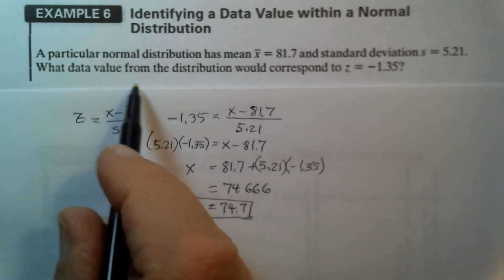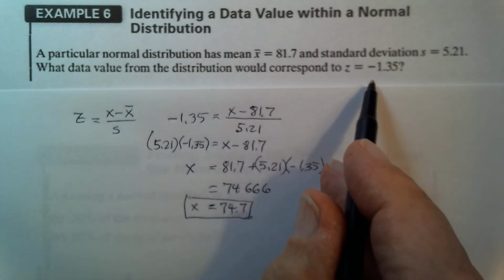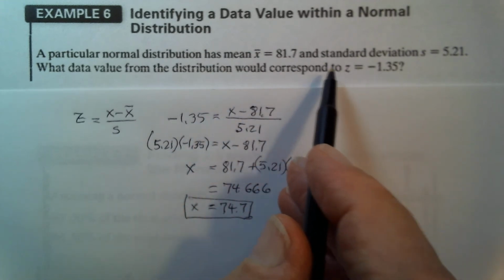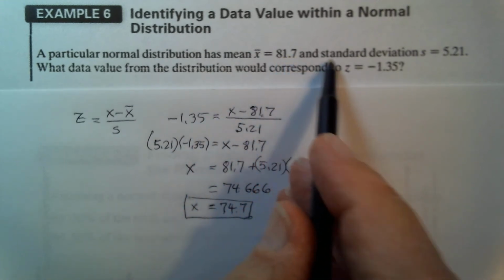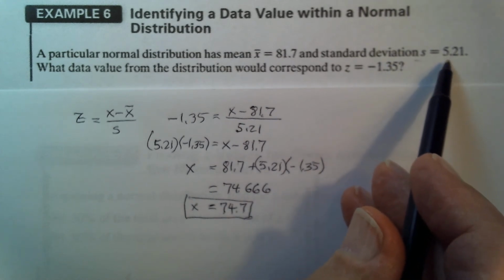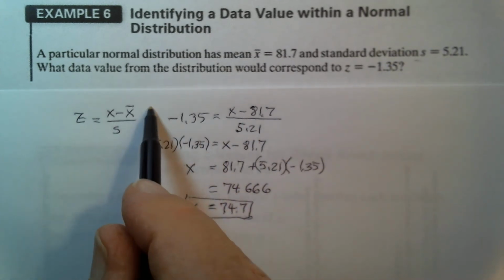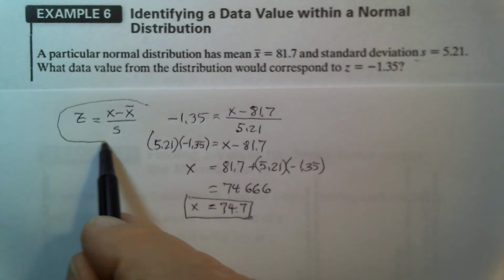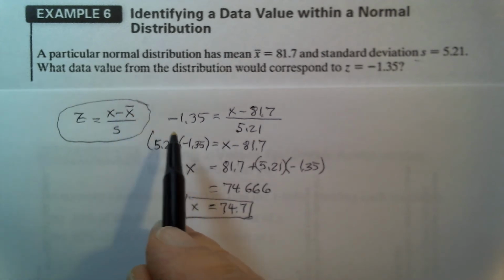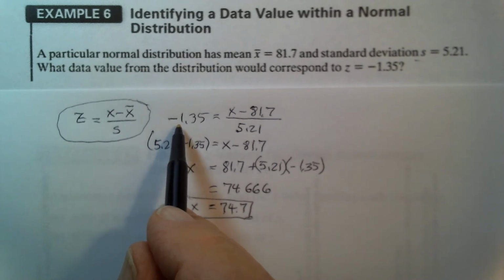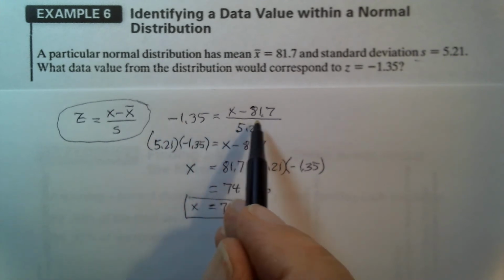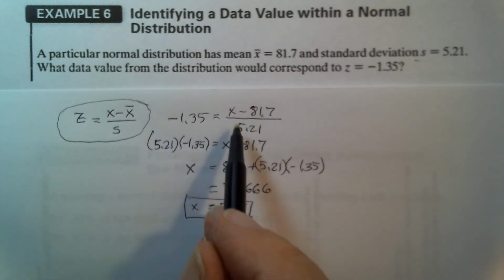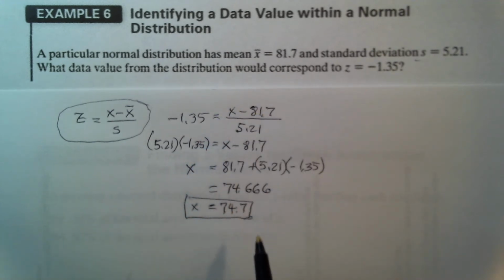So that data value corresponds to a z-score of minus 1.35, given a mean of 81.7 and a standard deviation of 5.21. So remember, we just get started with the basic z-score equation or formula, and then we simply substitute for the z-score the given number, for the mean and the standard deviation, and then just solve this equation for x, and I'm sure you all know how to do that.